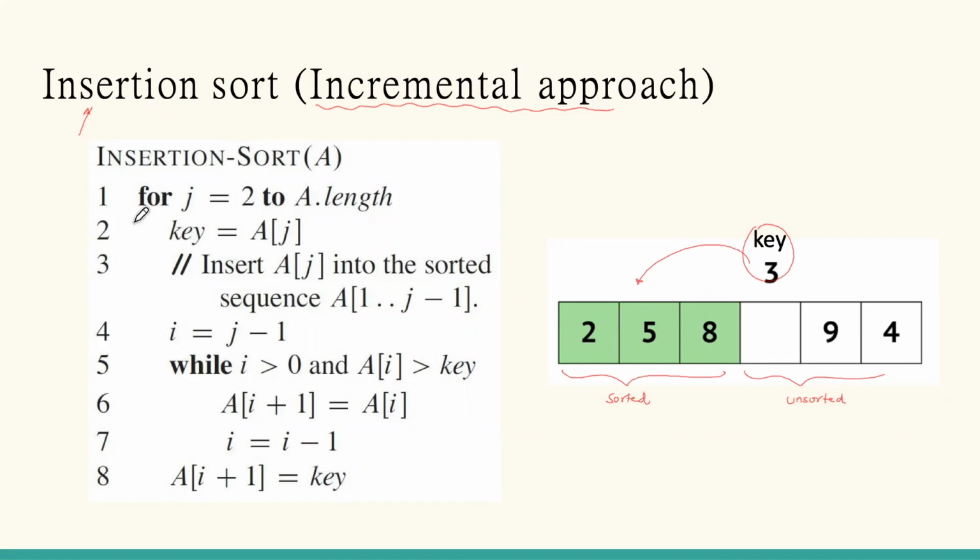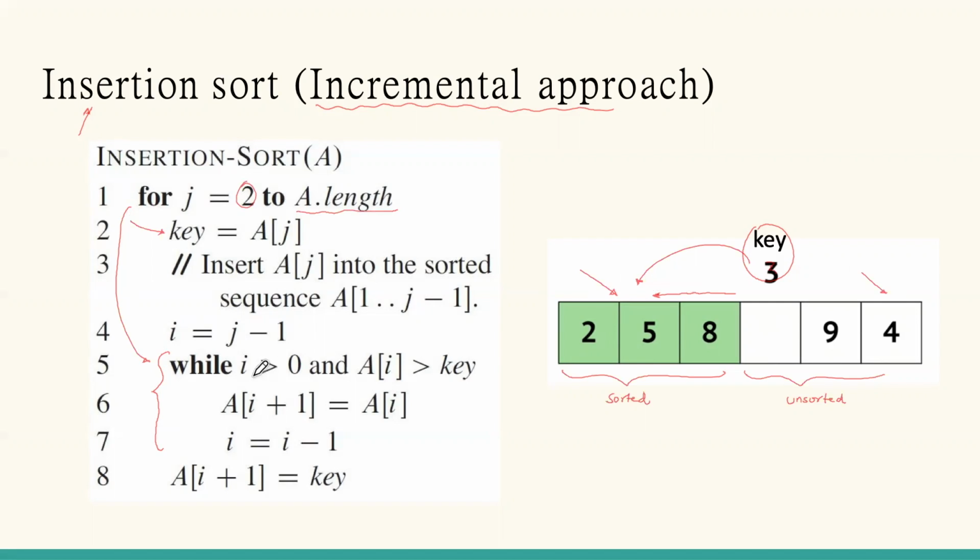We pick a key from the unsorted part, say, for example, 3. Then we scan back through the sorted array to find a place to keep the key. This part is done by the second while loop, which is inside the for loop. So this is basically how insertion sort works. The outer for loop goes from the second item, 2, all the way to the end of the list.